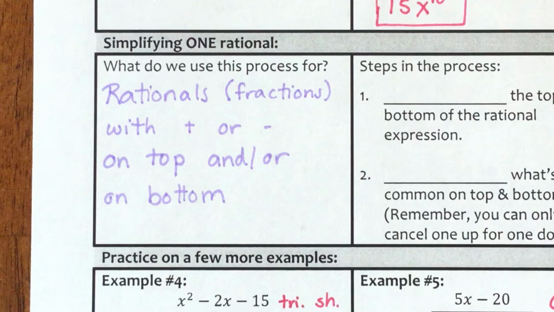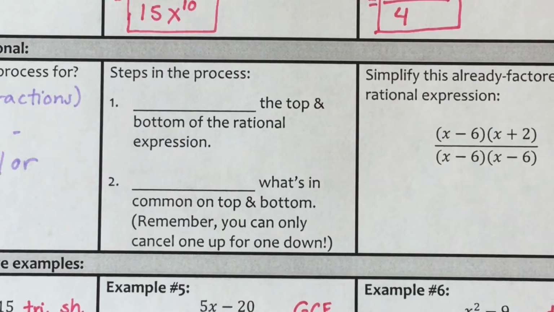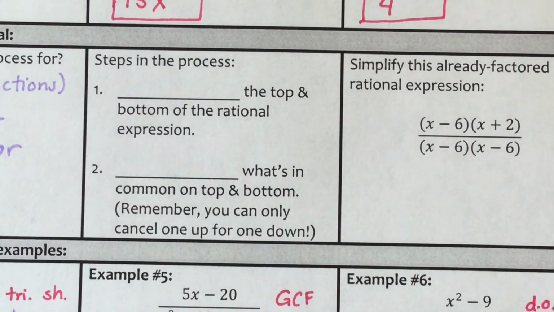We are going to use this process when we are simplifying fractions where there is a plus or a minus on the top, or a plus or a minus on the bottom, or a mix and match. So when there's more than one term on the top or the bottom. Steps in the process: first off, you have to factor. That's why we practiced that in 11.1.